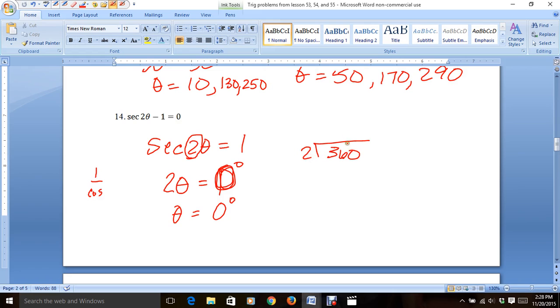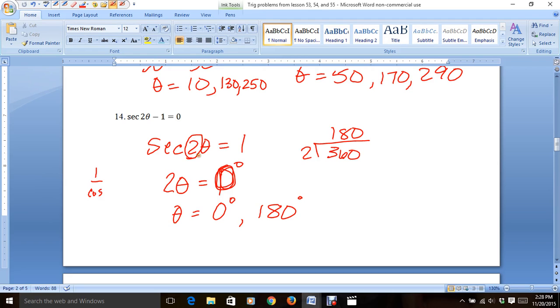If we divide 2 into 360, we get 180. That tells me that I can add 180 to this, and I'll get 180 for another value of theta. And if I'm not sure if that works, I'll just stick it back into the equation, because if theta is 180, that's going to be secant 360.